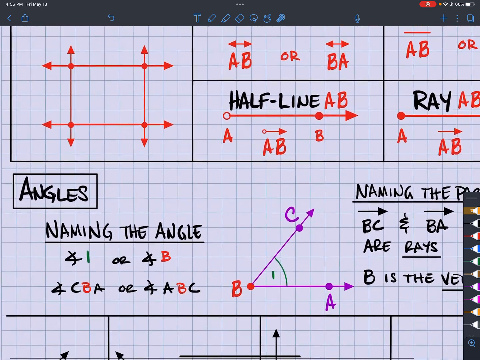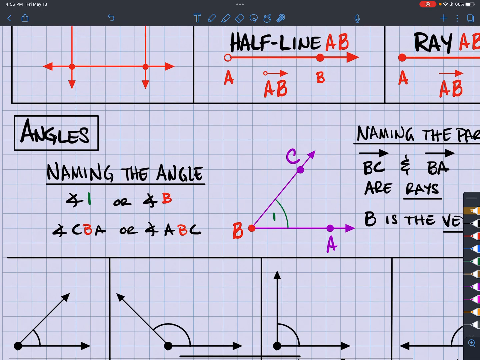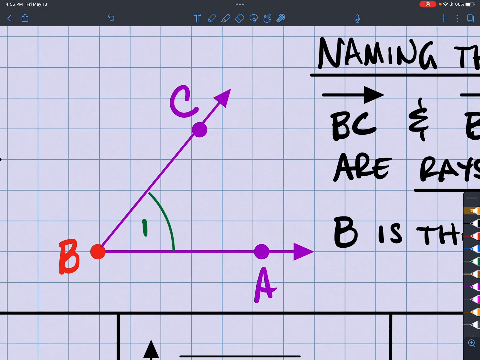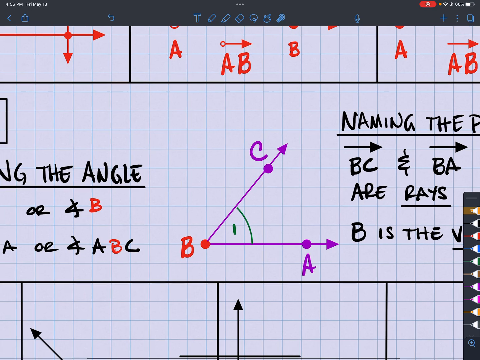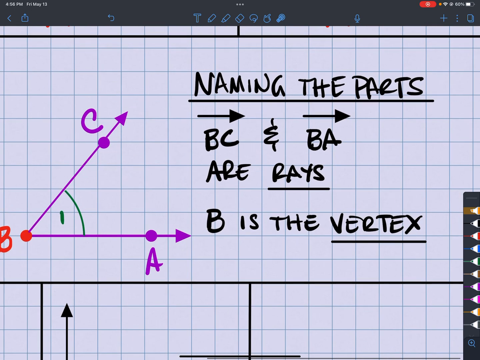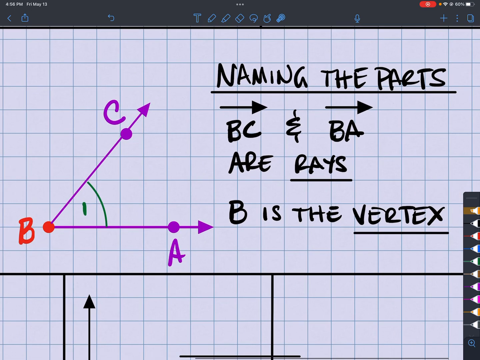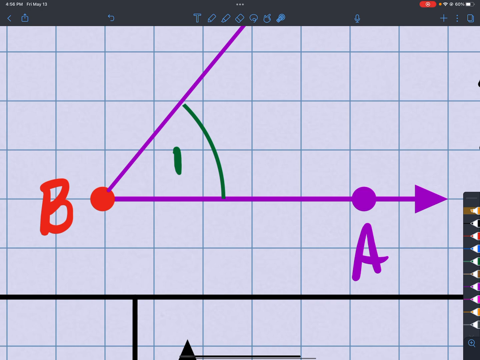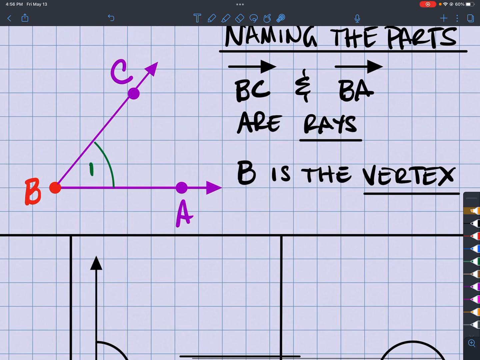All right. In terms of angles, well, here is a simply drawn angle, right? Now, to name the parts of this, what we need to know is that BC is a ray, BA is a ray. B here, notice this in red, that is a vertex, okay? So that's naming the parts of this angle that's drawn.